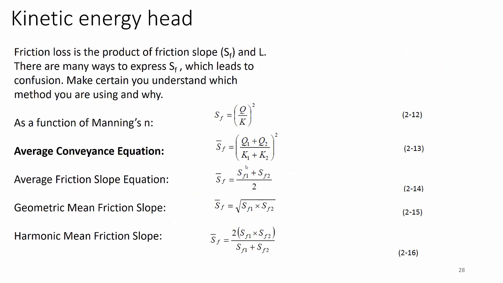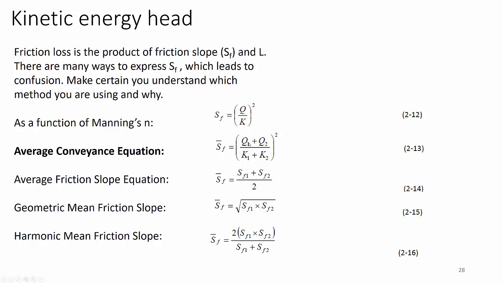Friction loss is the product of friction slope and L. So S sub F is a friction loss coefficient. There are many ways to express it, which leads to confusion. Make sure you understand which way you're using and why. As a function of Manning's N, S sub F equals Q over K squared. Simple. That's derived from the previous relationships.